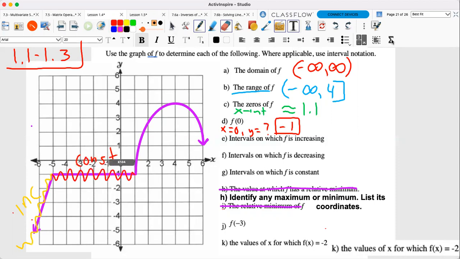What's happening in the next one? So what color should I do it in? Yellow again. It's increasing until there, right? As we go left to right. And then once we go past that high point there, it is decreasing. So we have 2 intervals where it's increasing, 1 where it's constant, 1 where it's decreasing.